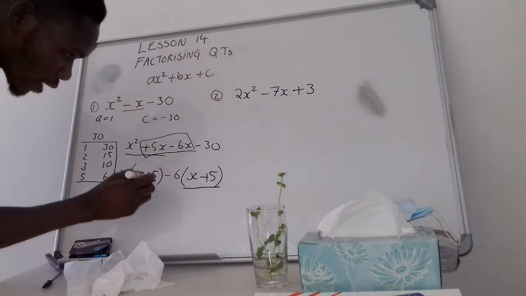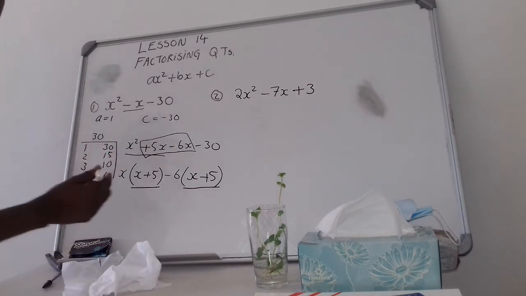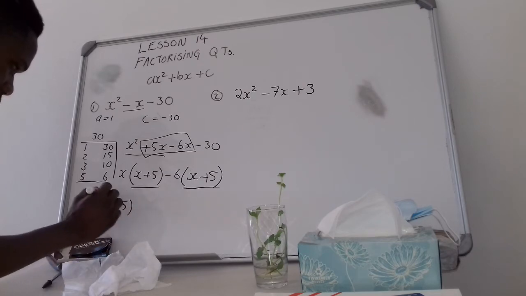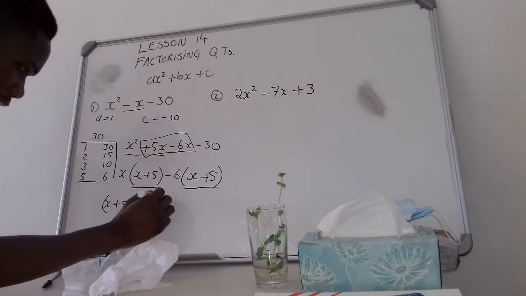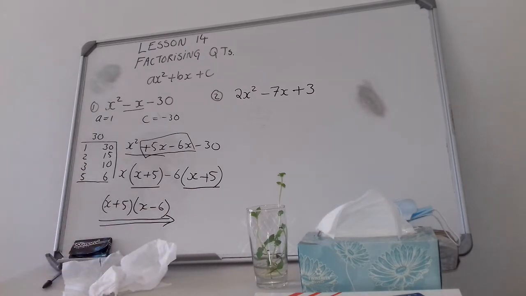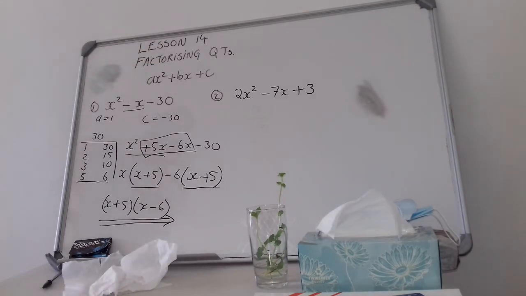As you can see, the two brackets have the same information. So what we need to do is factorize the common factor, which is x plus 5, and the other one is x minus 6. And that's it. So that's the answer for number 1. Let's go to number 2.